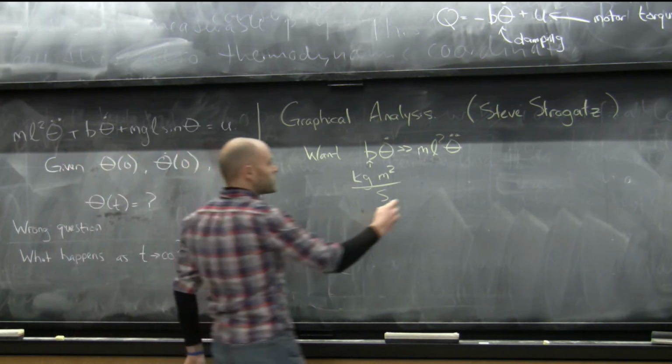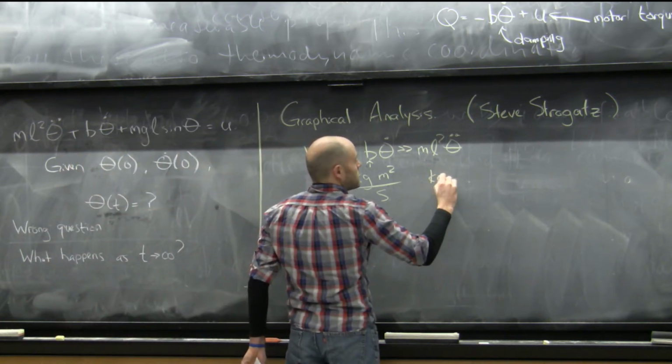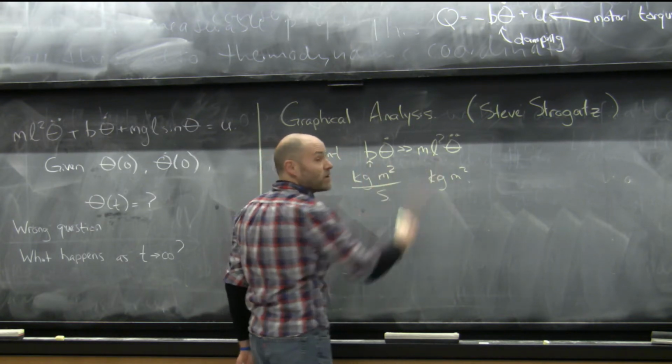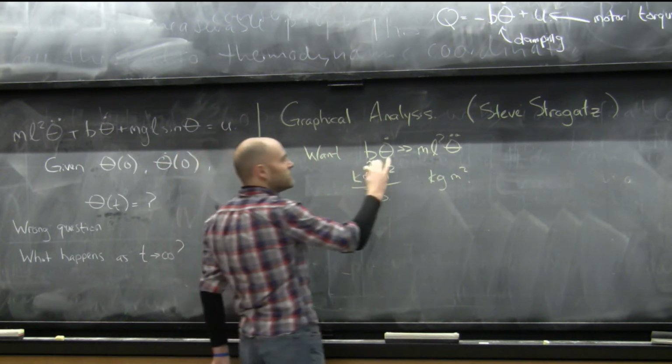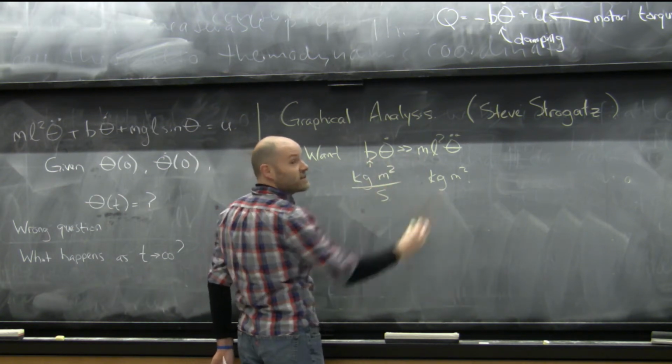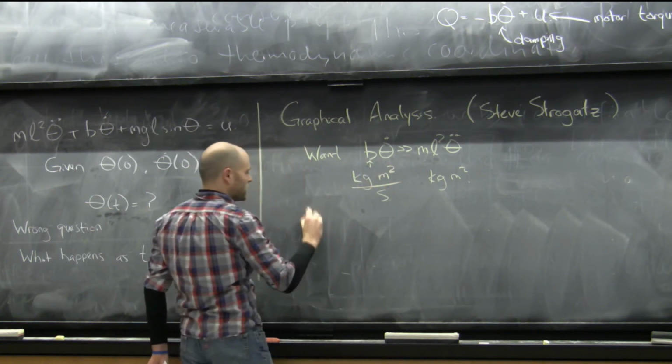And ml squared, of course, is kilogram meters squared. So if I want to compare b and ml squared, I need something that, in my dimensional analysis, relates these units to these units. All right, there's this whole field of dimensional analysis.